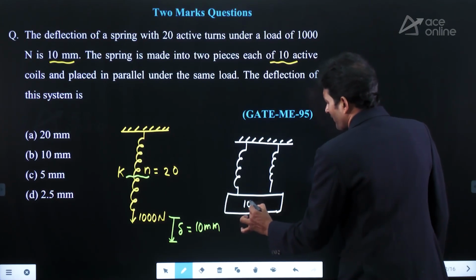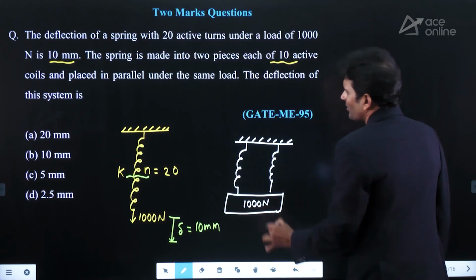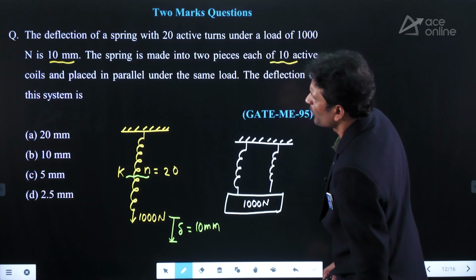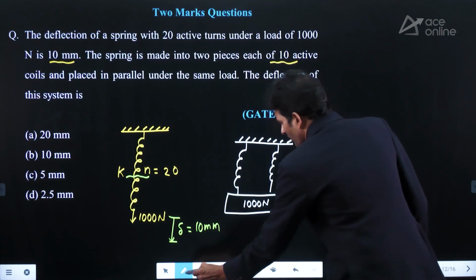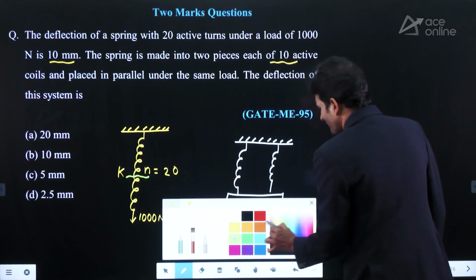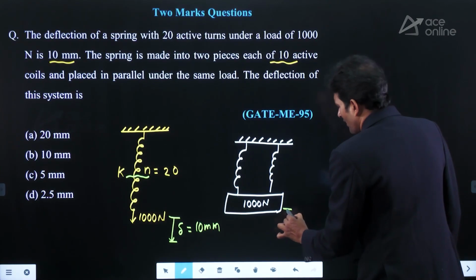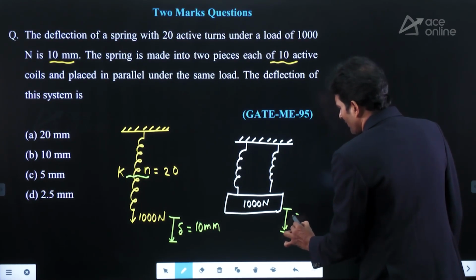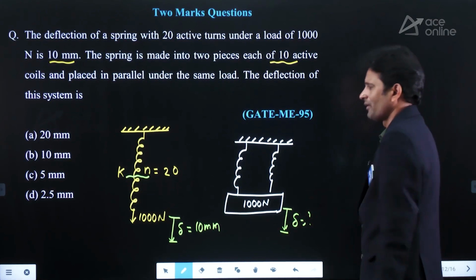You try to observe. This is 1000 newtons. Very good, under the same load. Then what is the deflection in this system? So we need to find out the deflection. In the second case, under this condition, what is the deflection we are observing?